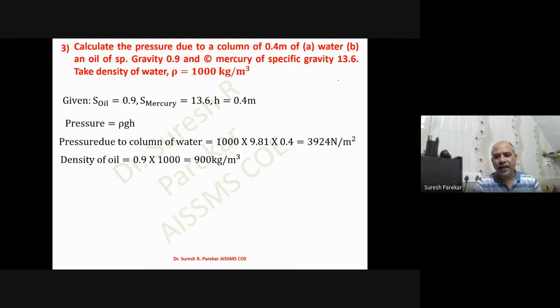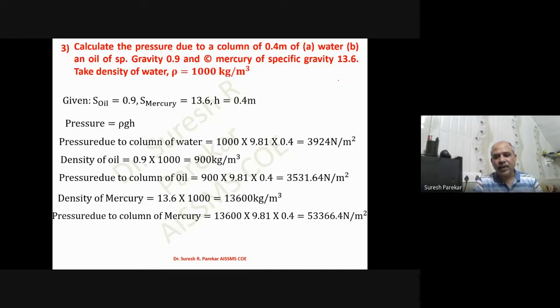Density of oil will be 900 kg per meter cube. So instead of 1000, we have to take 900, and then we have the value 3531.6 Newton per meter square. Third, we have mercury. Mercury has specific gravity 13.6, so density is 13600 kg per meter cube, which gives rho GH as 53366.4 Newton per meter square. Likewise we have the pressure due to different liquids in this way.